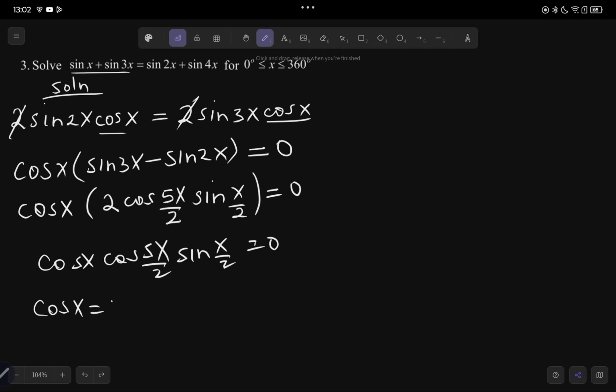Beginning with cos x. Cos x is equal to 0. X is cos inverse of 0. Between 0 and 360, where is cosine 0? Cos is 0 for 90. Cos inverse of 0? Yes, cos inverse of 0 is 90 degrees. That's our first angle.